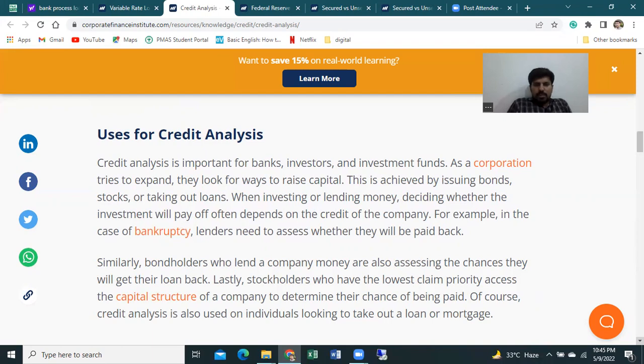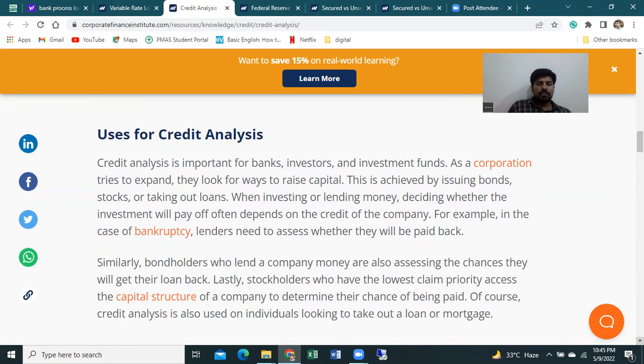For example, in the case of bankruptcy, the lender needs to assess whether they will be paid back. Similarly, the bondholders who lend money to the company are also assessing the chance they will get their loan back. Lastly, the stockholders, who have the lowest claim priority, assess the capital structure of the company to determine their chance of being paid.